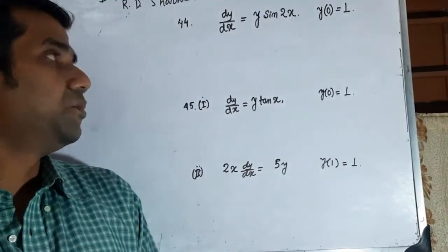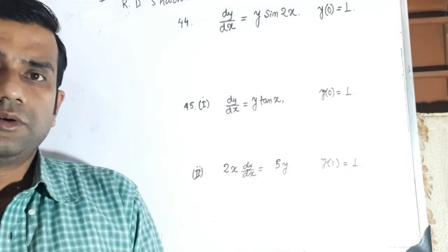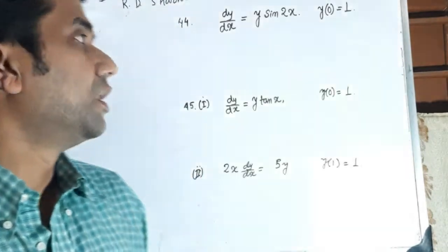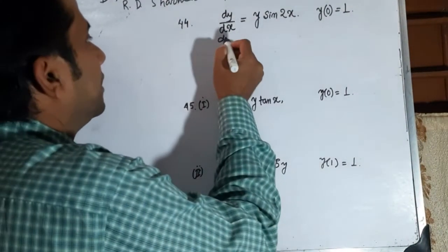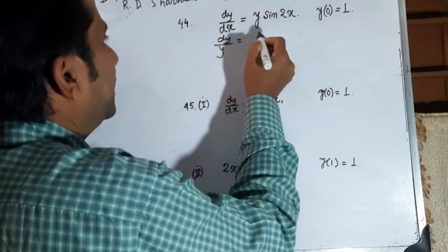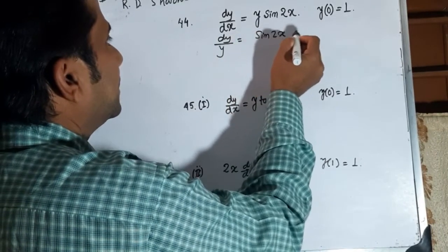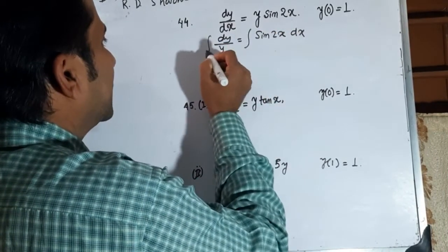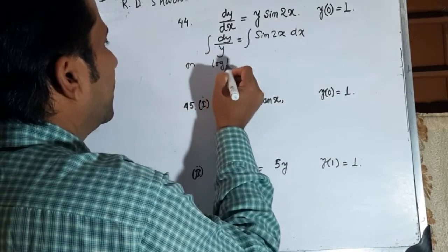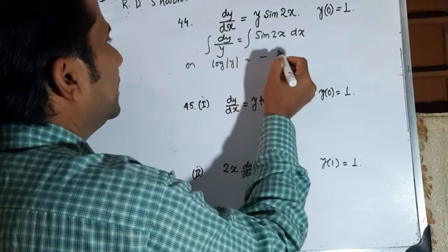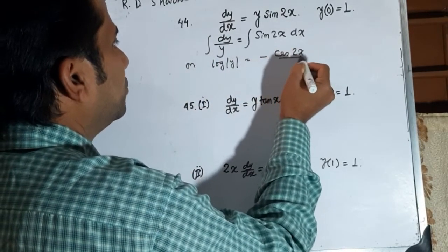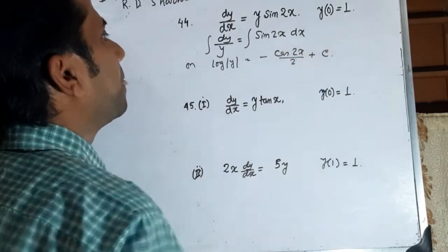Now the problem number 44. dy dx is equal to y sin 2x. I have already said earlier that you do it in this way. dy by y is equal to sin 2x into dx. Integrating both sides, you get log y is equal to minus cos 2x by 2 plus c.